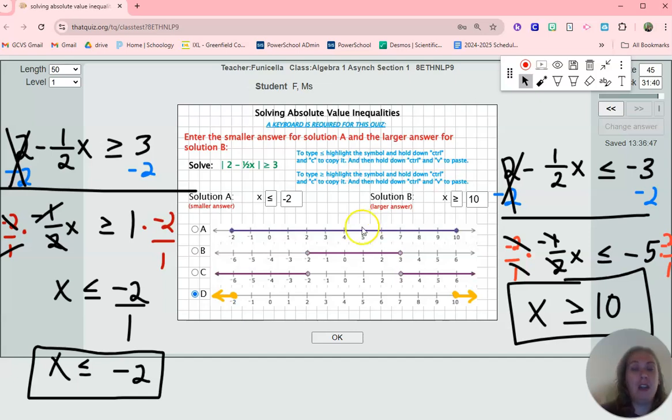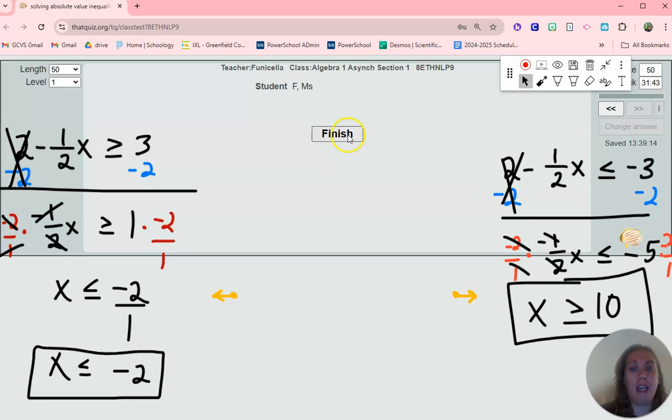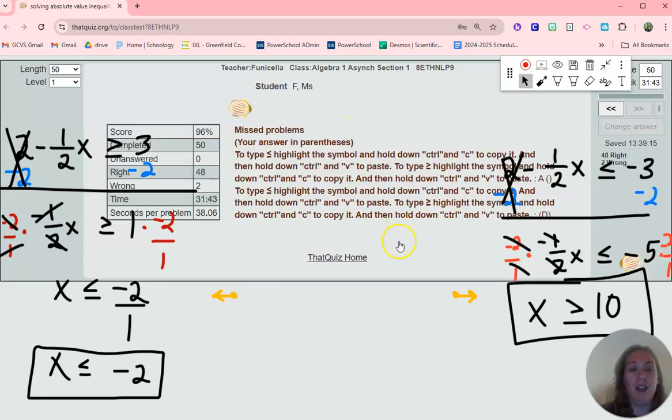Woo! Let's go ahead and plug that in, and you can hit finish when you are done. Beautiful.